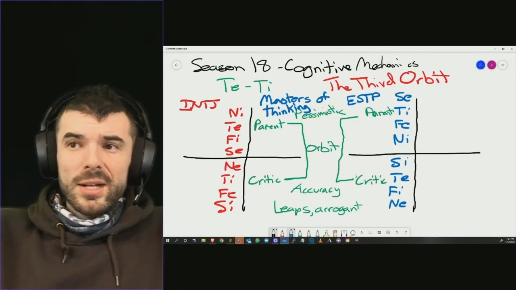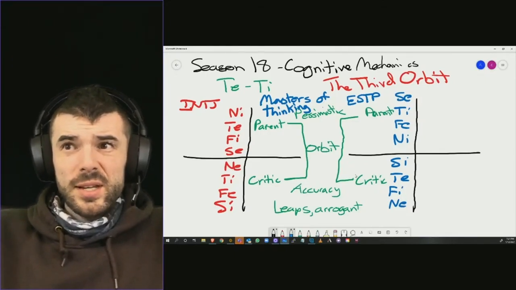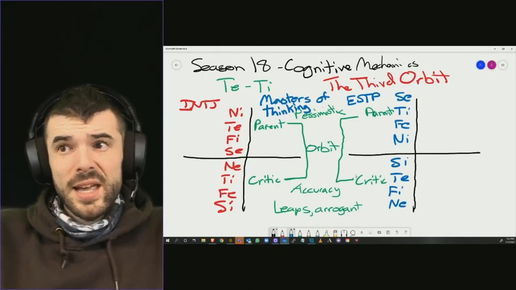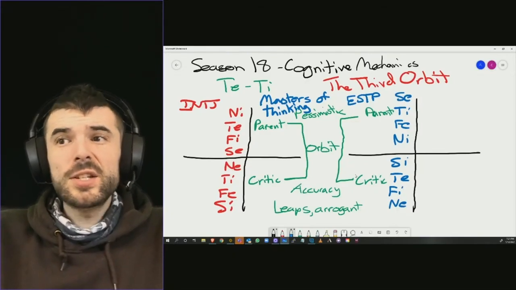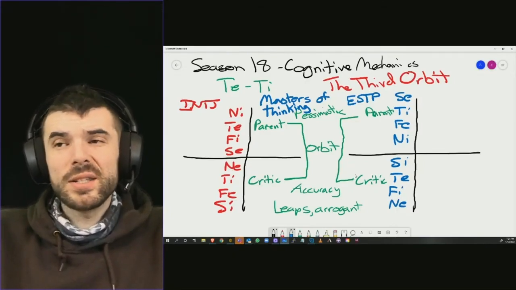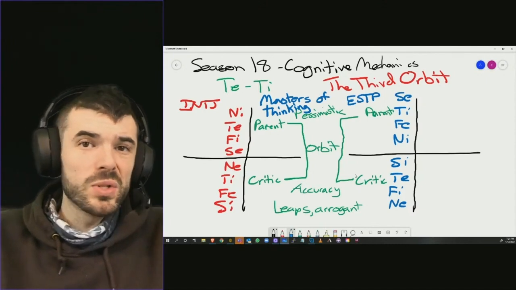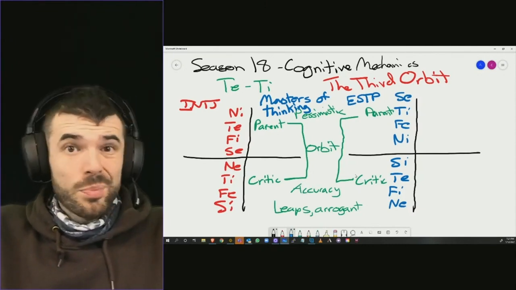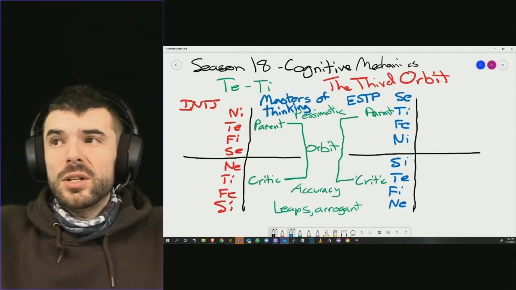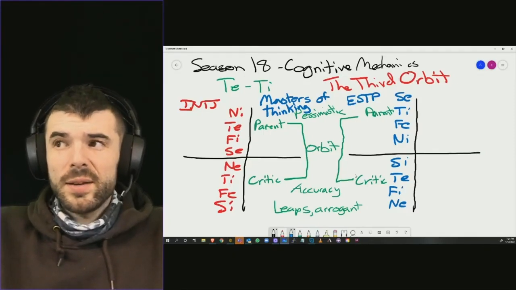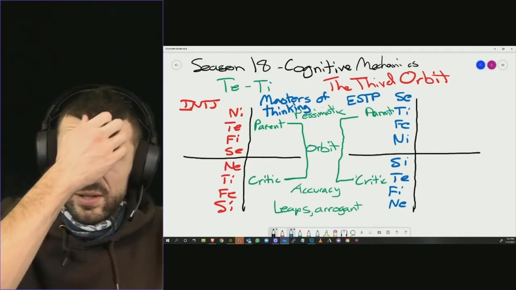So TE and TI, which means an INTJ can use TE and TI. They could use them interchangeably. It just takes them a lot more practice and a lot of time to actually get to the point where they're able to use their TI pretty effectively, right? Just like an ESTP has TE critic. So they're able to have more thinking.